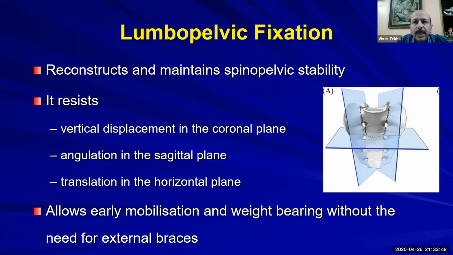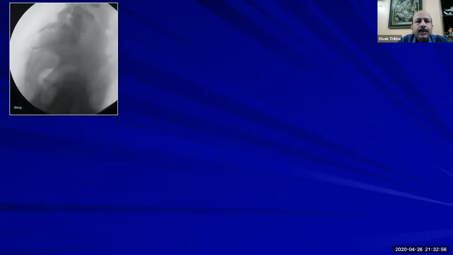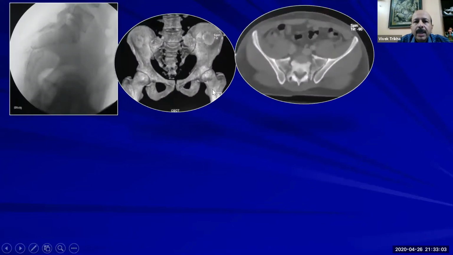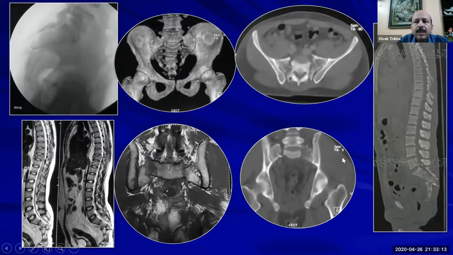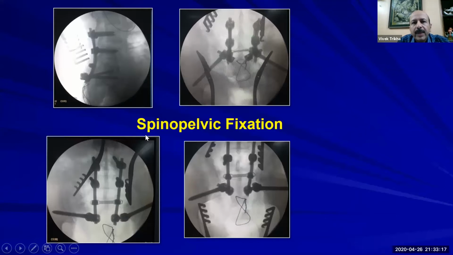It allows early mobilization, and the next day you can make the patient sit and weight bear, sometimes without the need of external braces if your fixation is good enough. Let me show you one of the spinopelvic dissociations, or the flexion-type fractures, which can happen. There's a bilateral fracture of the sacral ala, and you can see there is a jumping of the S2, S3 type. Those fractures can be reduced and fixed through spinopelvic fixation.